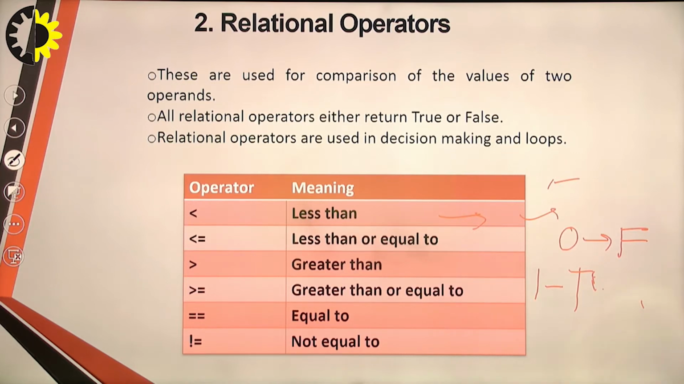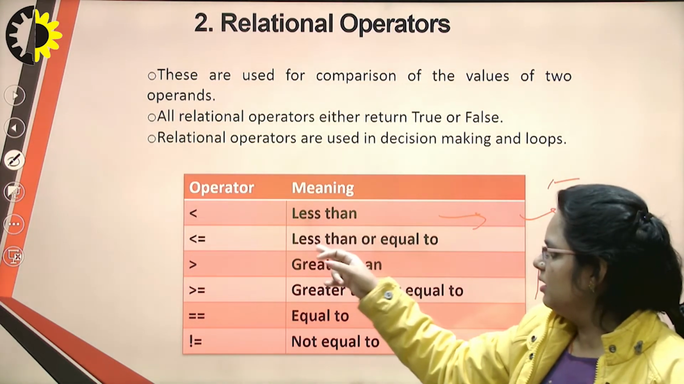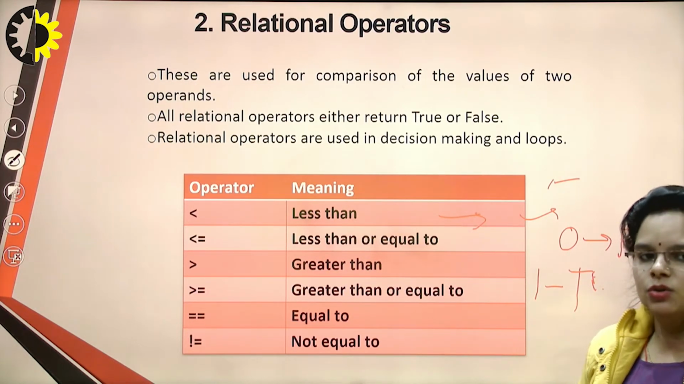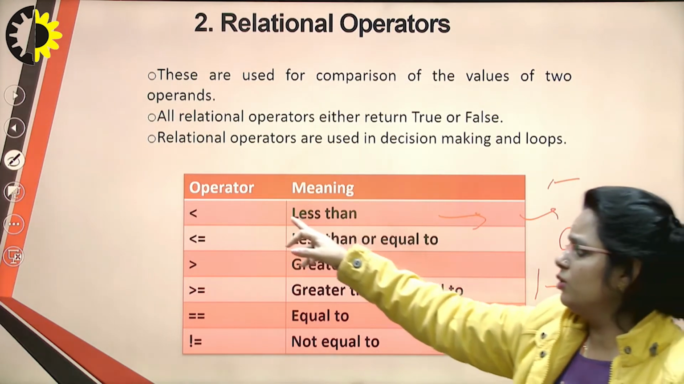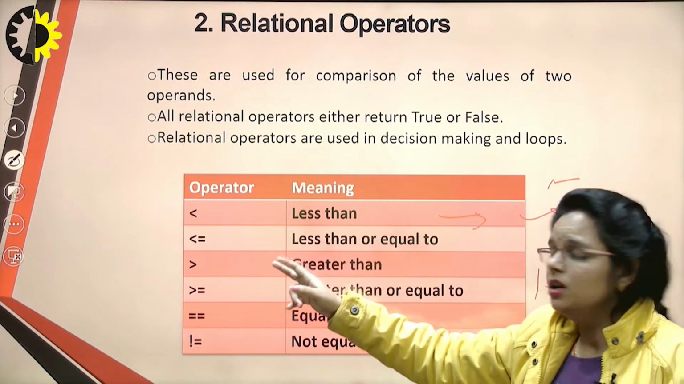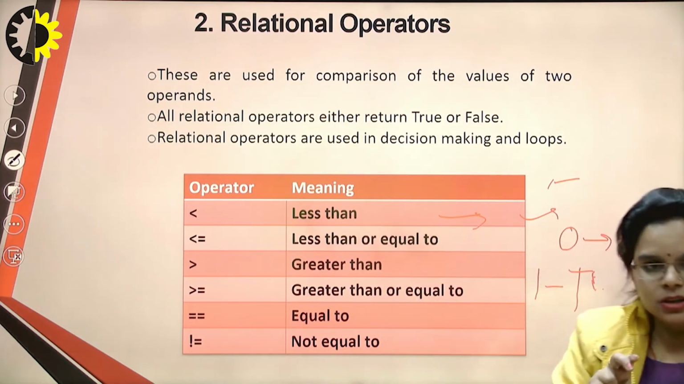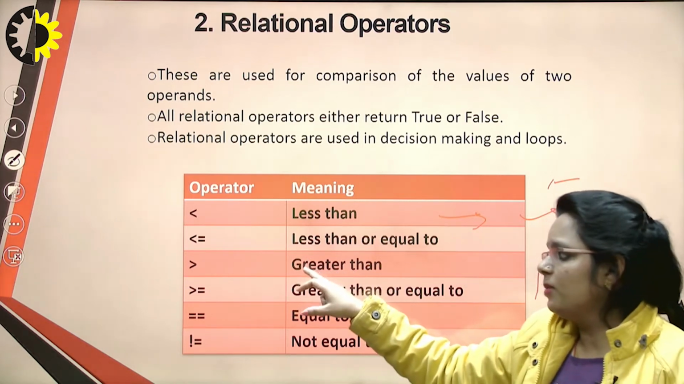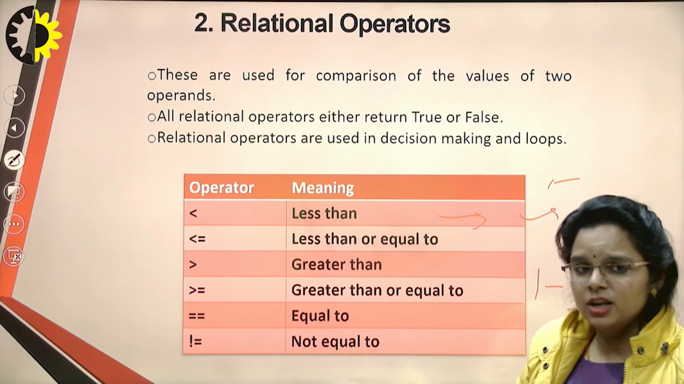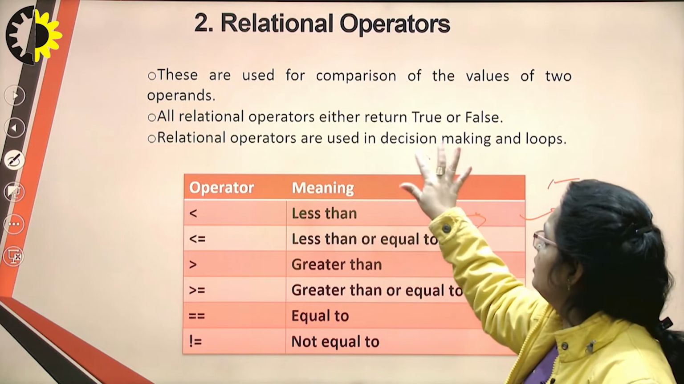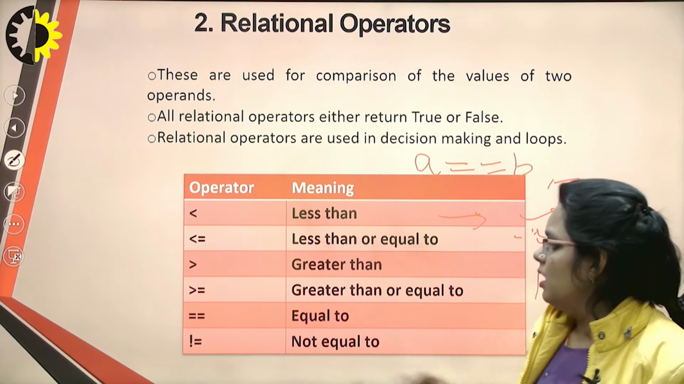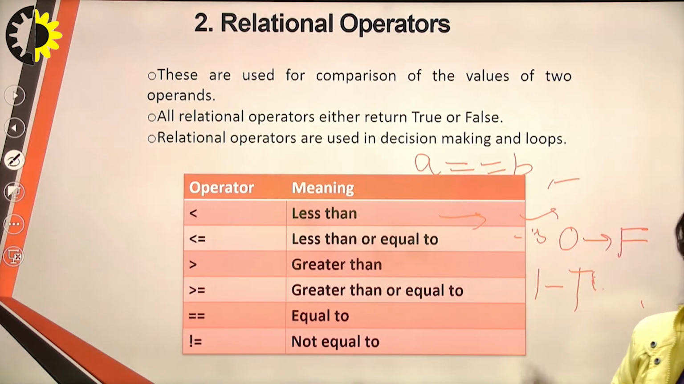So these are the relational operators: less than, less than or equal to, greater than, greater than or equal to, and not equal to. If we are going to check if any value is less than another value, a is less than b, a is less than or equal to b. So a less than or equal to b means either a is less than b or a is equal to b. This is the greater than operator, a is greater than b or not, a is greater than or equal to b, or whether a and b values are equal or not, a double equal to b. The condition will be checked in this way. Clear? And this is not equal to, if a is not equal to b.